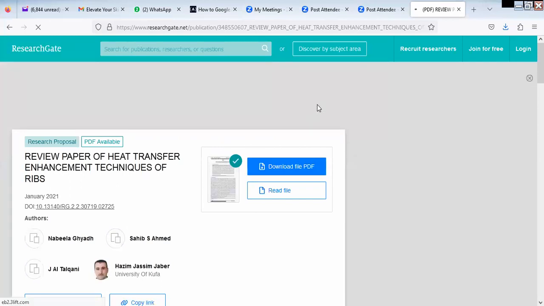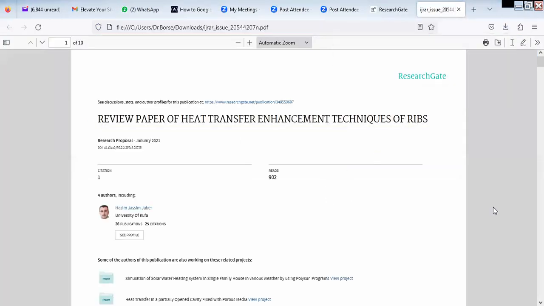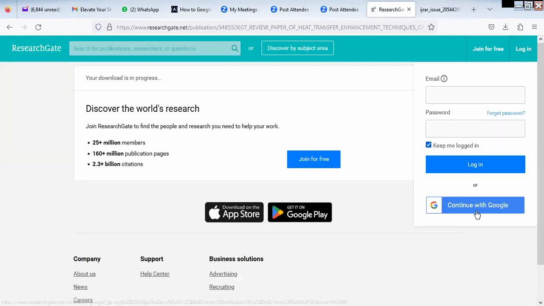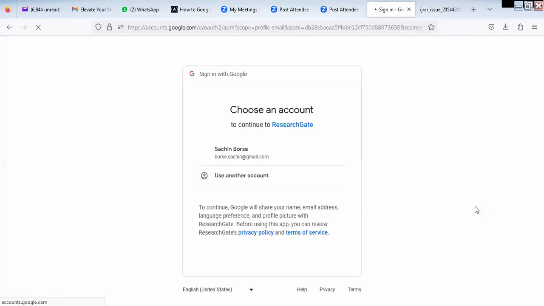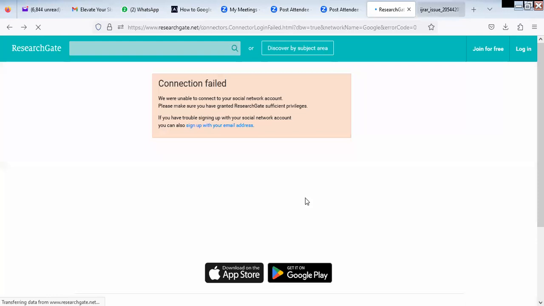If you have ResearchGate, you can join. I am having a login. Okay, I will continue with Google. Maybe I have a login. Okay, so I downloaded just one paper.